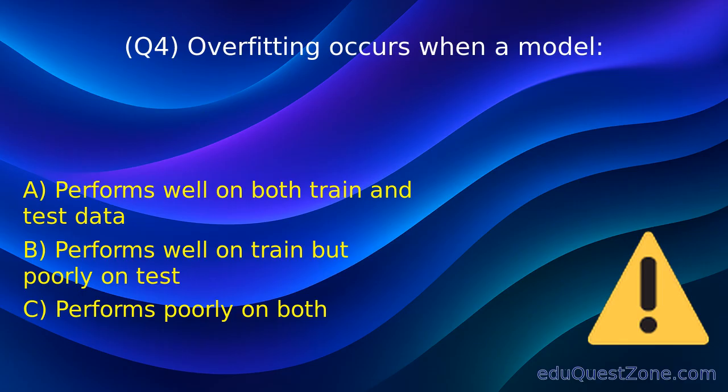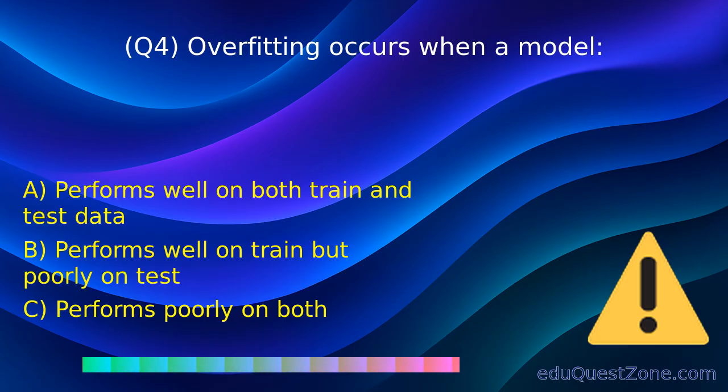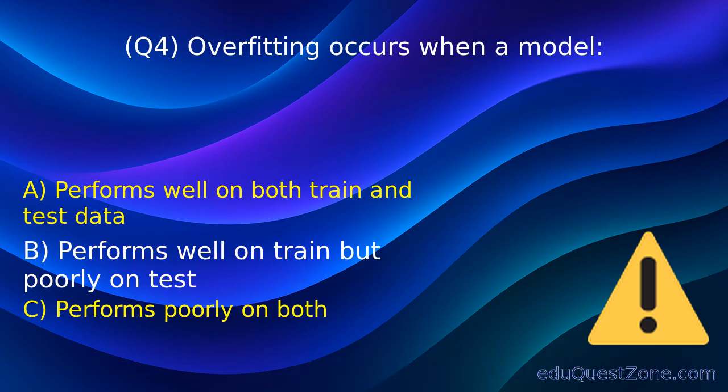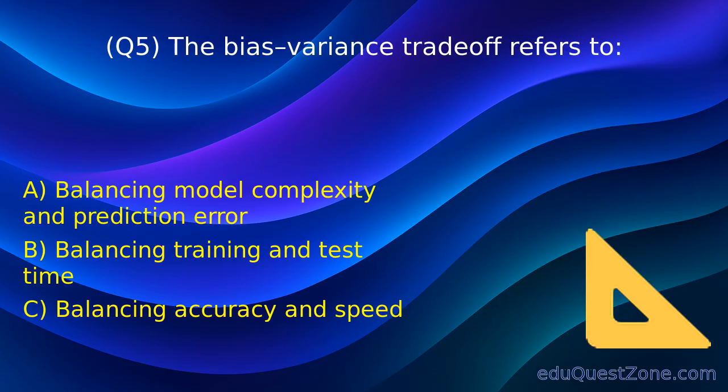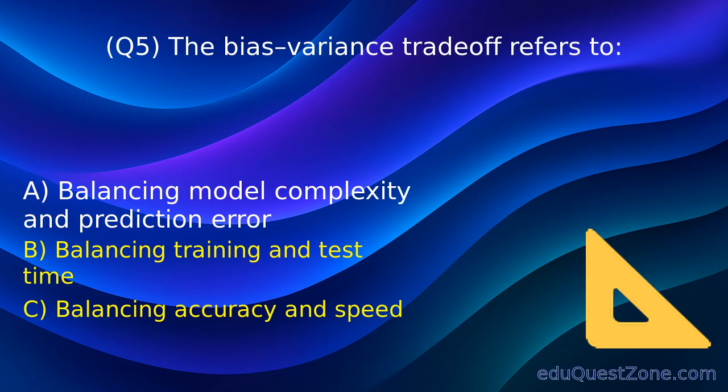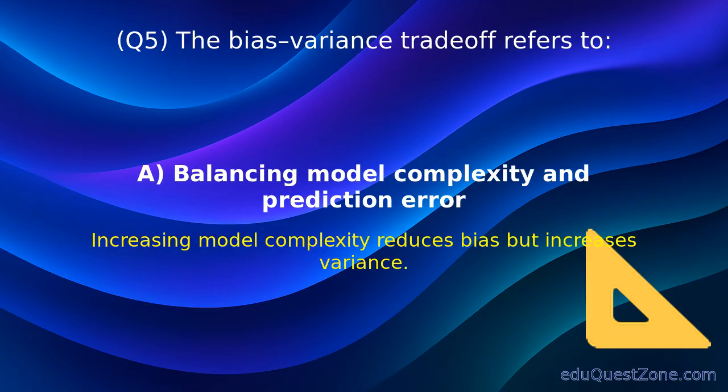Question 4. Overfitting occurs when a model does what? Option B. Performs well on train but poorly on test. Overfitting means memorizing training data but performing poorly on new data. Question 5. The bias variance trade-off refers to what? Option A. Balancing model complexity and prediction error. Bias variance trade-off means balancing simplicity and complexity.